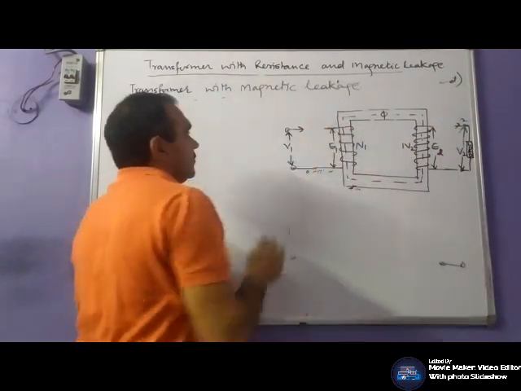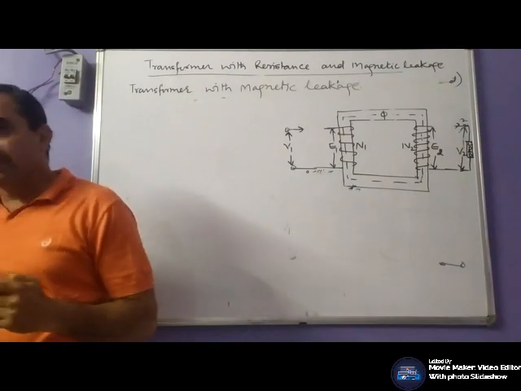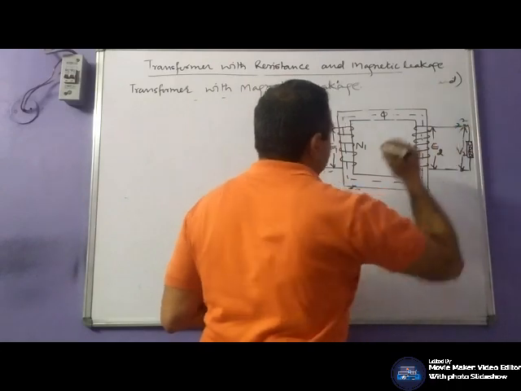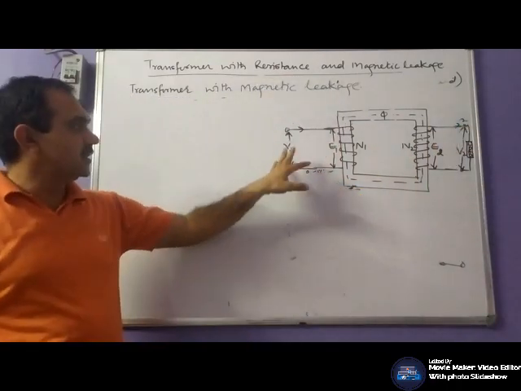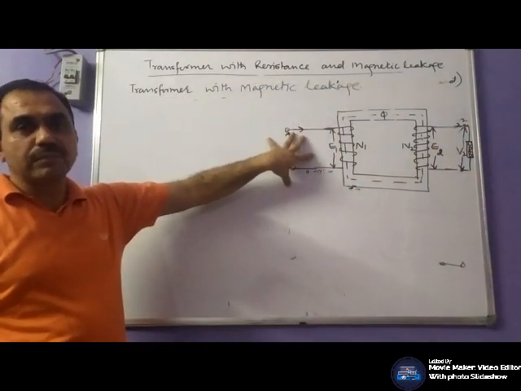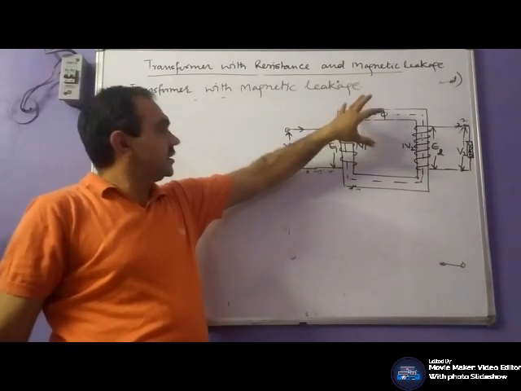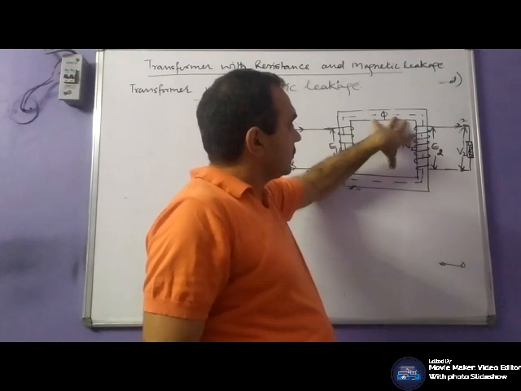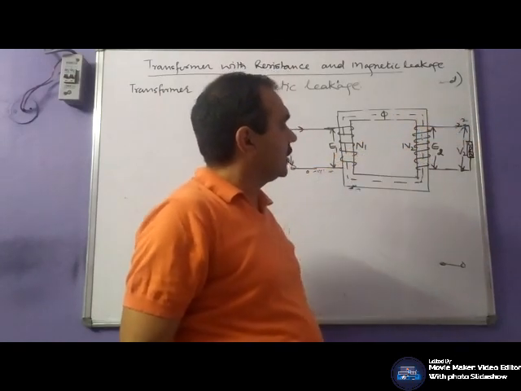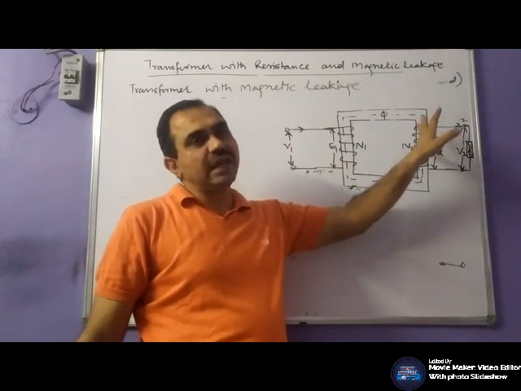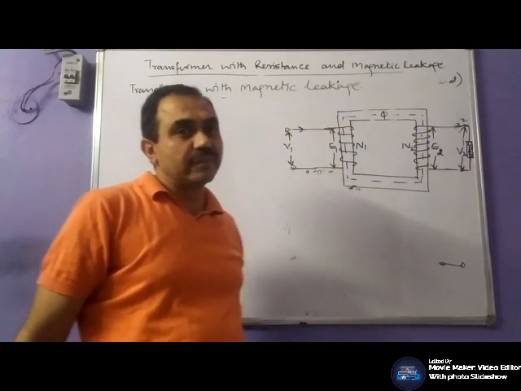What is magnetic leakage? We have considered this transformer, but we said when an alternating voltage is applied to the primary side, magnetic flux is established in the magnetic core and EMF will be induced in the primary as well as the secondary winding.